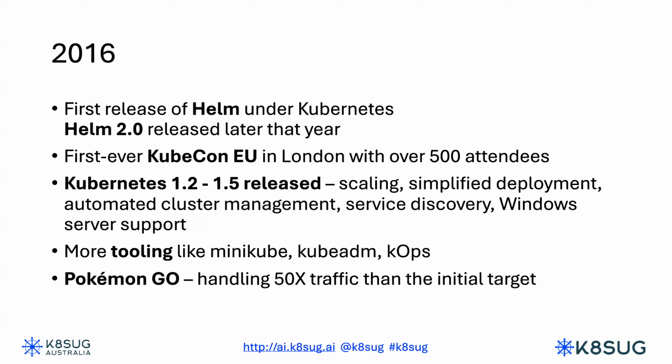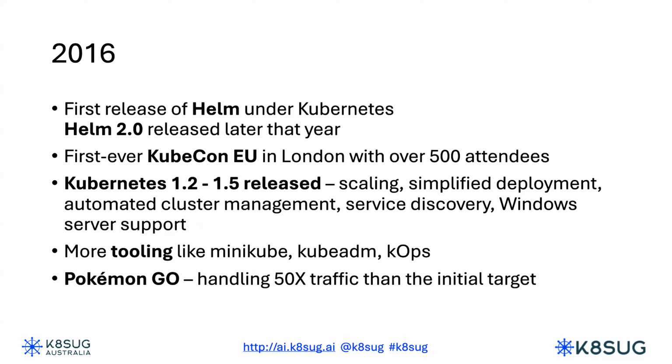Okay, in 2016, two years after the launch of Kubernetes, it was the year of Kubernetes starting to gain momentum. Starting with the first release of Helm, which is a package manager used in Kubernetes. By the end of the year, Helm 2.0 was also released. Then the first ever KubeCon EU took place in London with over 500 attendees.